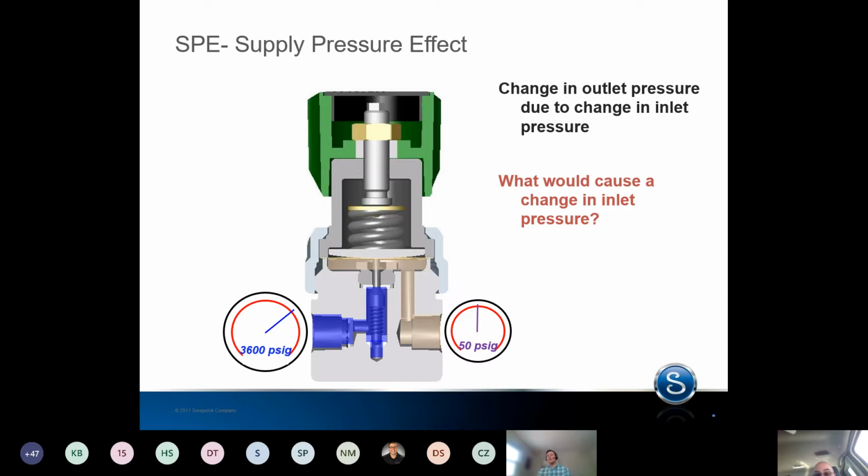So I mentioned that bigger is not always better, right? And the supply pressure effect is one of the main reasons why that is. The supply pressure effect is the change in outlet pressure when our inlet pressure changes. This is really common in things like gas cylinders, right? As you use gas from that bottle, the pressure is going to drain and drain, causing that inlet pressure to go down. Now that's going to affect the outlet pressure.